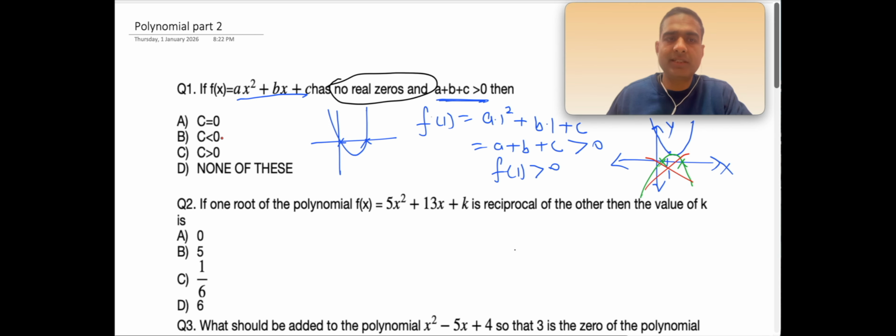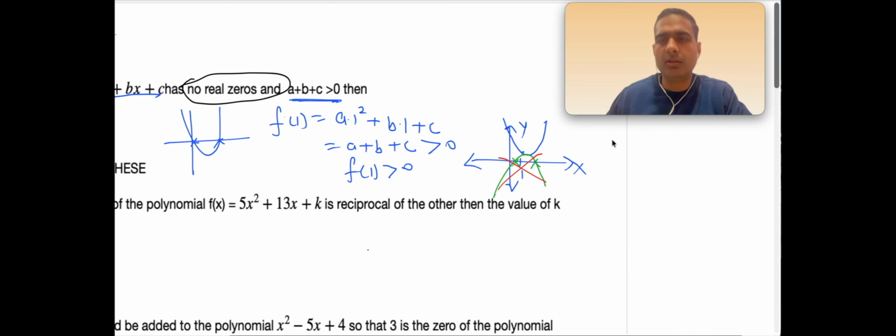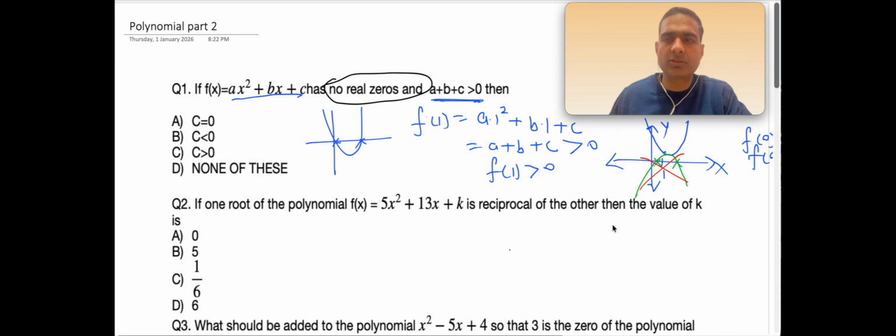So what will be the sign of c? What is c? If we find out f of 0, we will see a times 0 square plus b times 0 plus c. So f of 0 is c. Now all the values of this polynomial at any value of x are positive because f of 1 is positive. So c will also be positive. So our answer will be c, that is, the constant term is positive. I hope this would be clear.